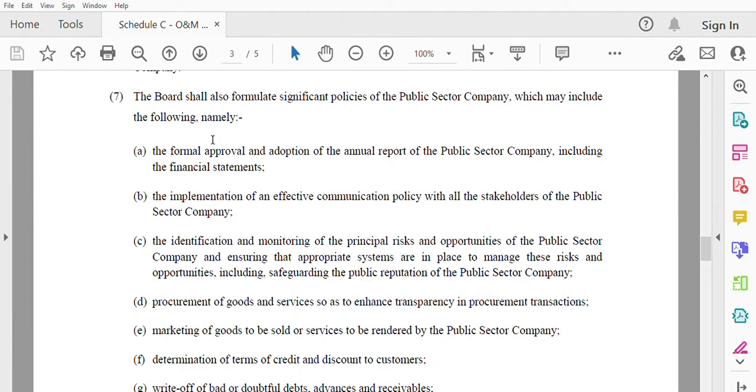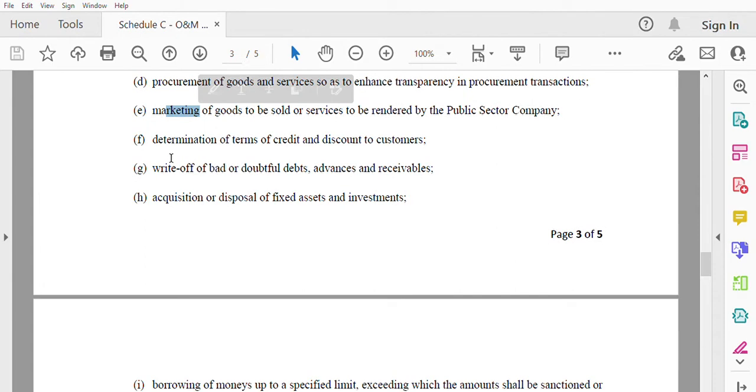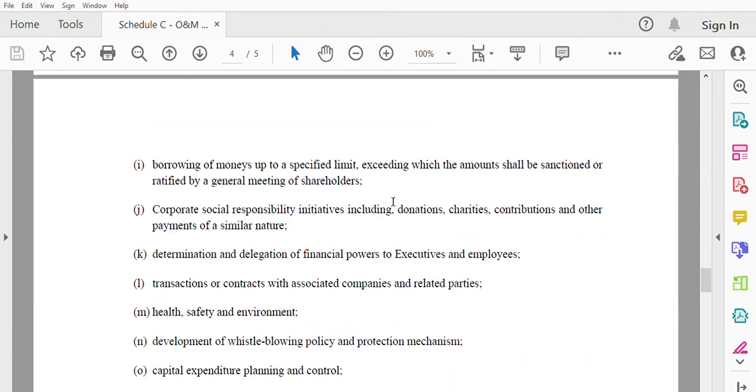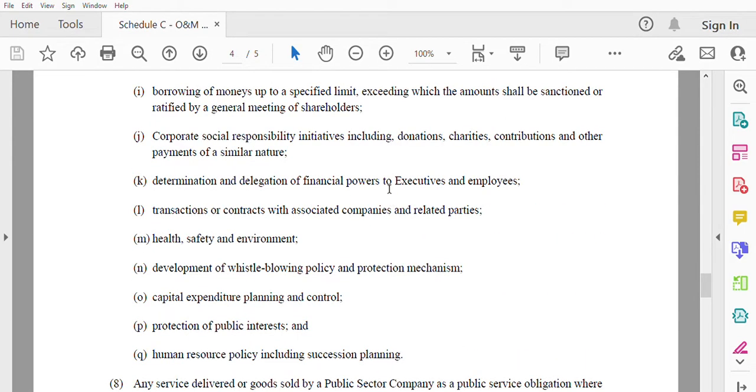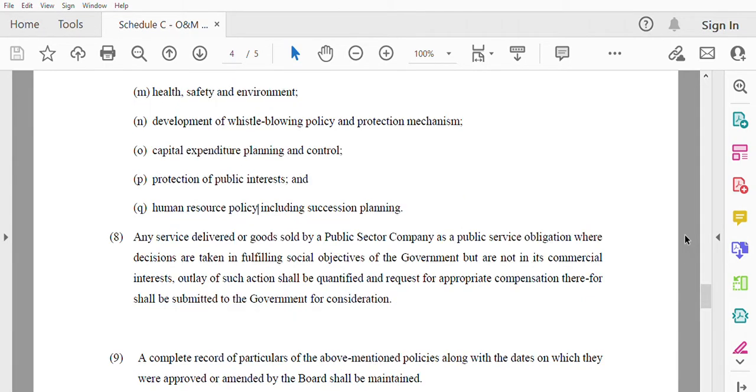There should be a policy on the formal approval and adoption of the annual report. There should be an effective communication policy. There should be a risk management policy, procurement policy, marketing policy. There could be a write-off of bad debts policy, fixed assets policy, and there are various policies. Of course, the context of the company would further determine which policy is required as mandatory. Of course, policies like human resource, capital expenditure and accounting policies are mandatory, and those would be followed in every company. But here we are learning that this is the duty of the board to have all these policies.